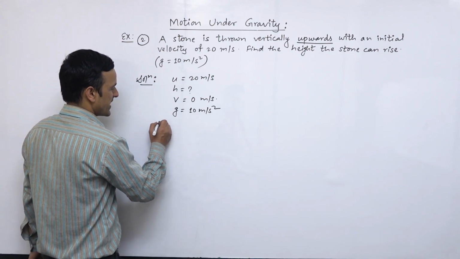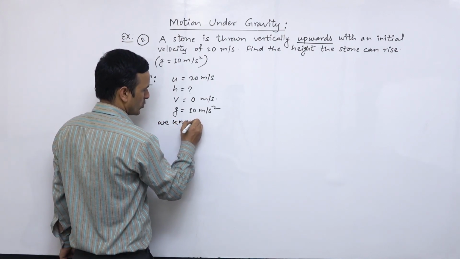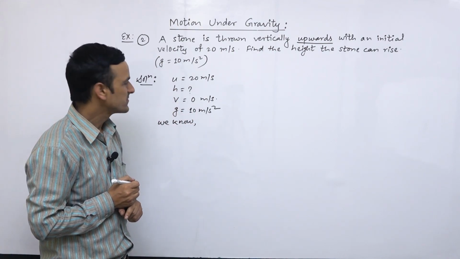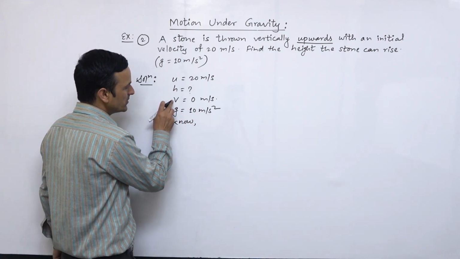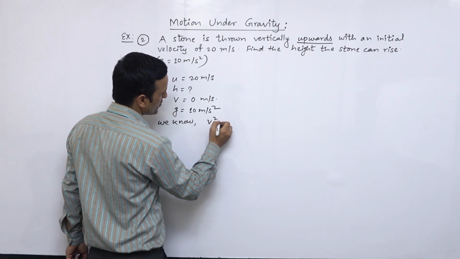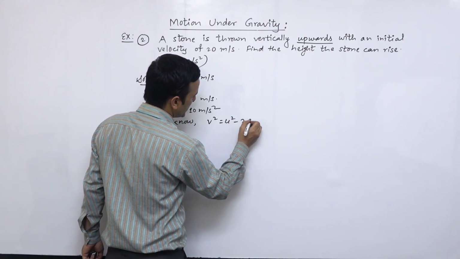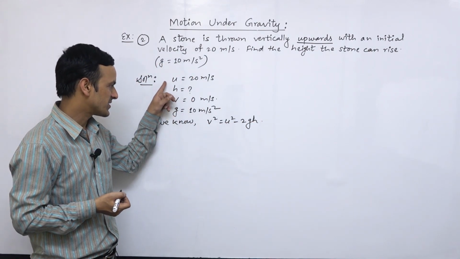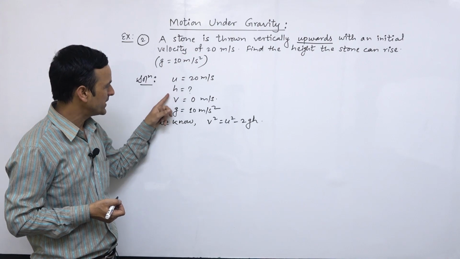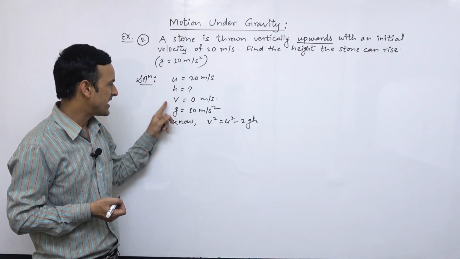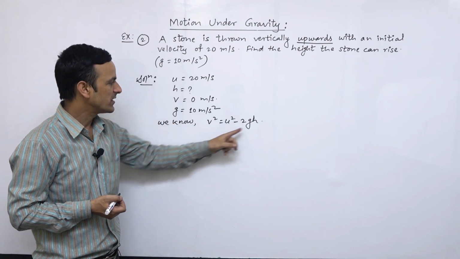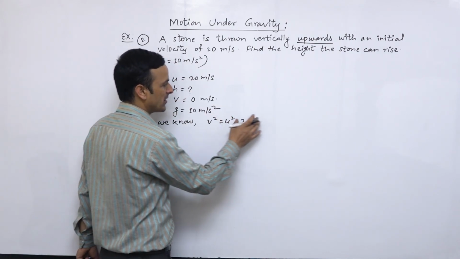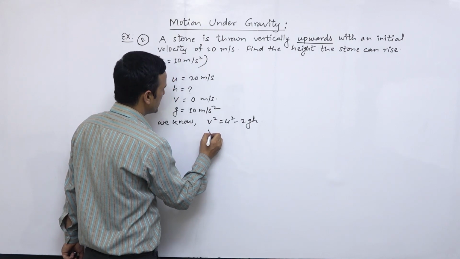So write down the formula. Which equation of motion is suitable for this information? Can you guess? As you know, v square is equal to u square minus 2gh. So this formula is best for this option. Here is u, here is h, here is g, and here is v. All the data are used over here, and we can substitute the value of all information and we get the required value.